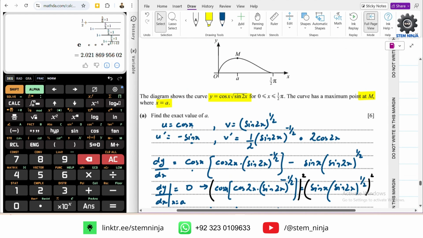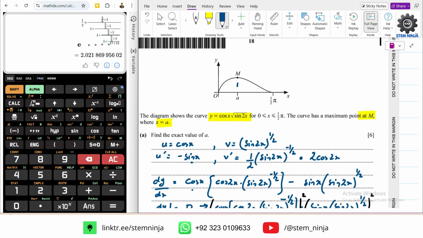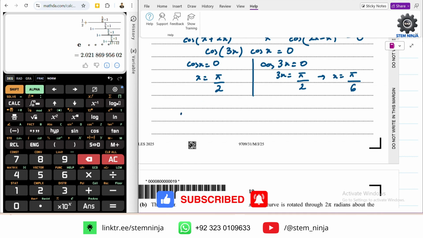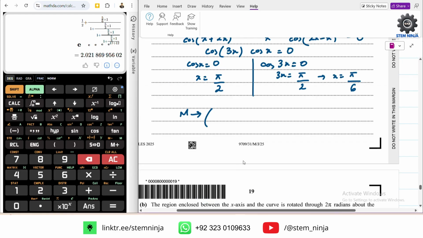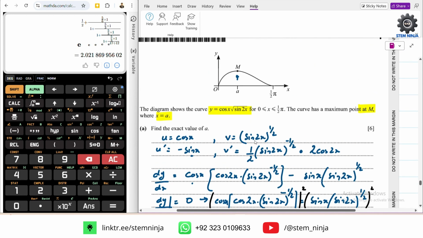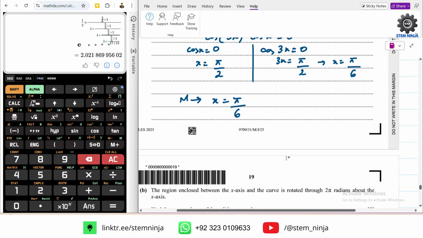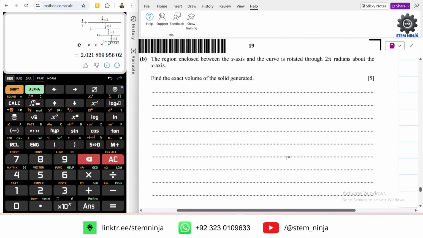Now, since m is less than pi by 2, m is at x equal to pi by 6. Exact value there, right? So m x is equal to pi by 6. Right, okay. The region enclosed between the x-axis and the curve is rotated through 2 pi radians about the x-axis. Find the exact volume of the solid generated.